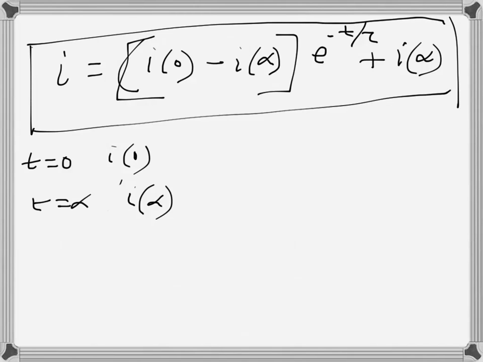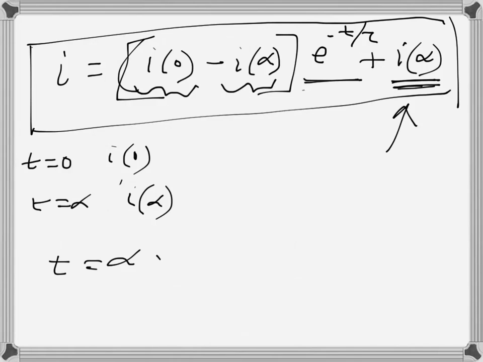So the initial current minus the steady state current will decay with e to the power minus t over tau, and then finally the steady state current. Over time only this one will exist. When t is infinity, I will become just I infinity, which is of course I steady state.